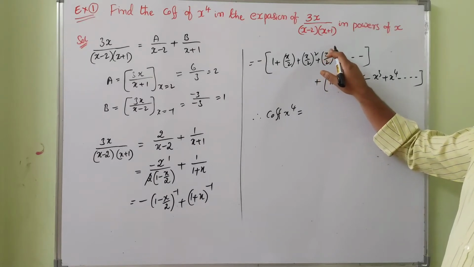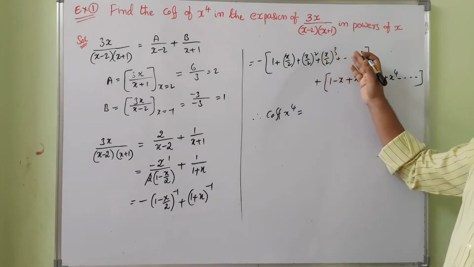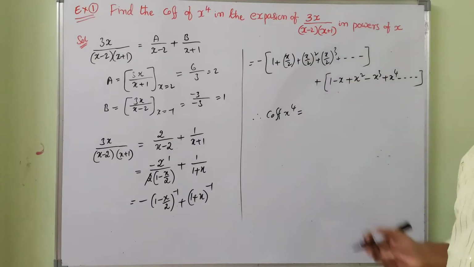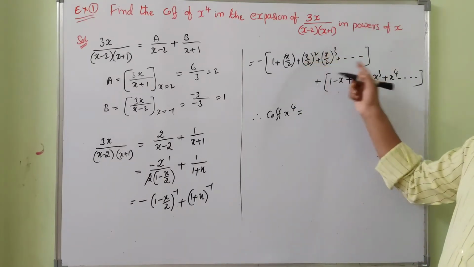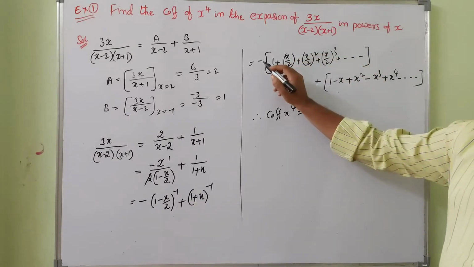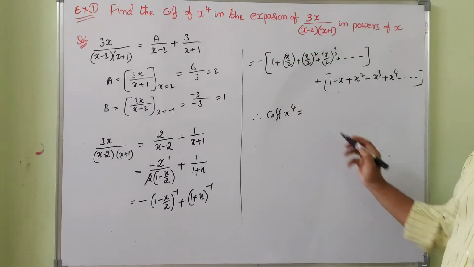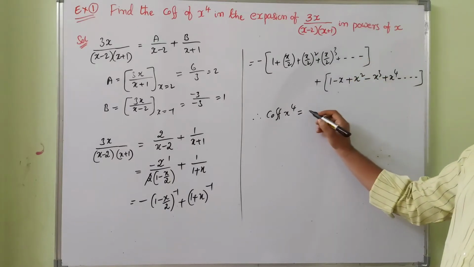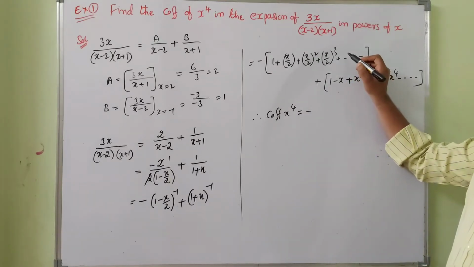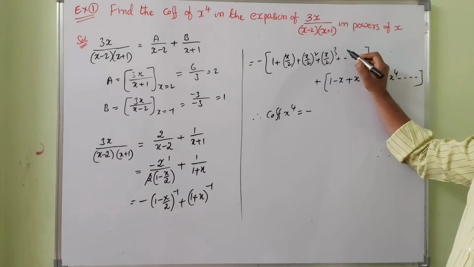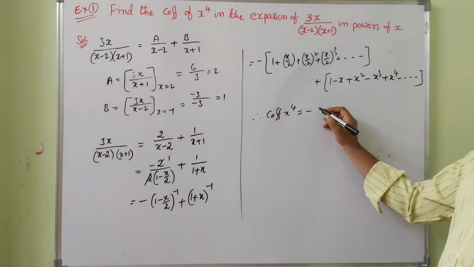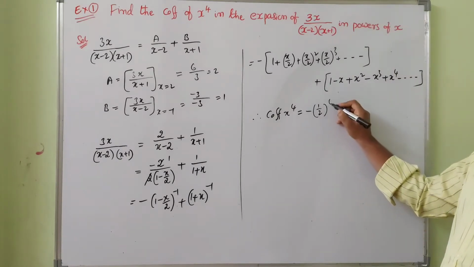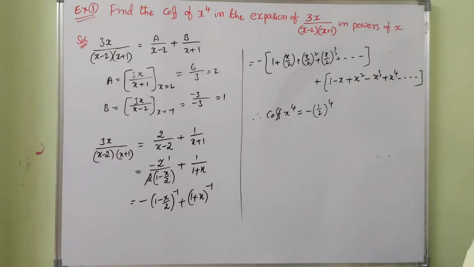The x cube term is x by 2 whole cube. What is the next term? x by 2 whole power 4. So the coefficient of x power 4 in the first series is, and remember this minus comes for all the terms, so for x power 4 also minus comes. So minus, what is the x power 4th term? x by 2 power 4. That means the coefficient is 1 by 2 whole power 4.